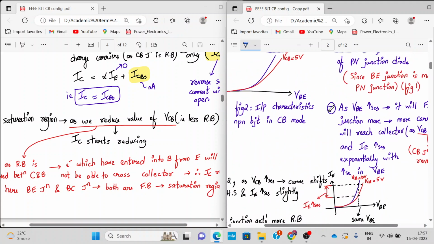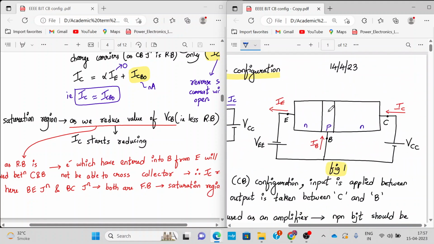So let's understand now why it happens, from this diagram. What are we doing? We are making VCB less and less reverse biased, which means we are reducing the value. So the electric field becomes much weaker, and more of the electrons which were coming out of the emitter and going into the collector are now not going fully to the collector region because the voltage is reducing.